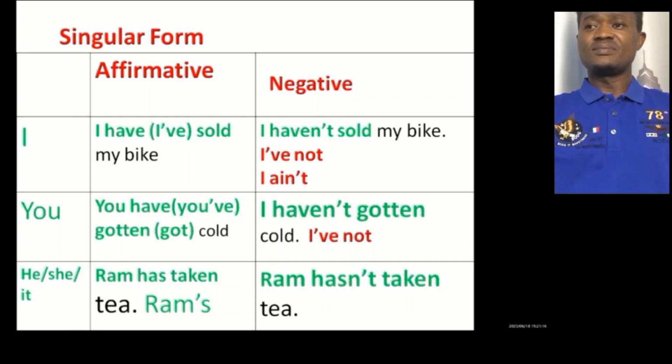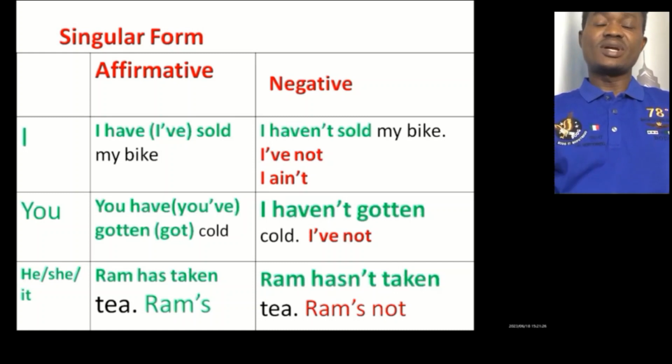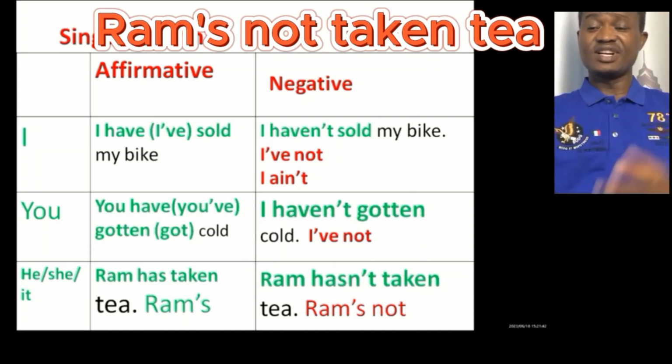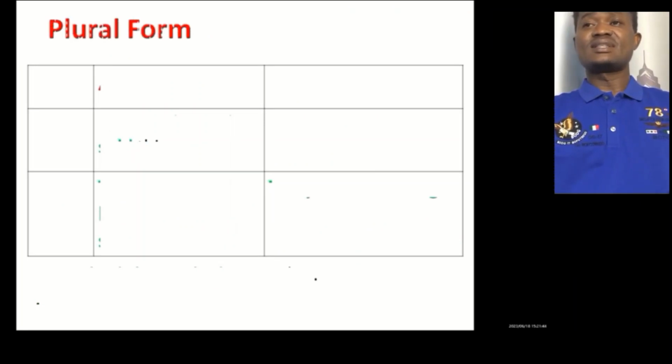Okay guys, let's go. So the negative form gotta be, Ram hasn't taken tea. Alright? Okay, in another way around, you gotta say, Ram's not taking tea. So in another way around, we gotta say this one, Ram's not taking tea. We gotta put stress on the not. It's very important, okay?